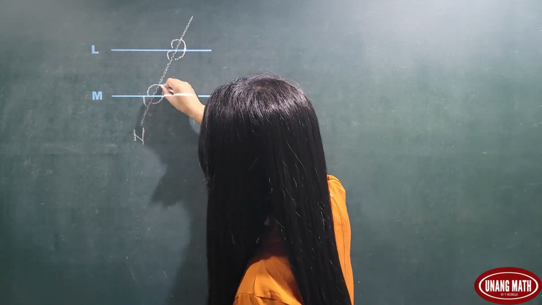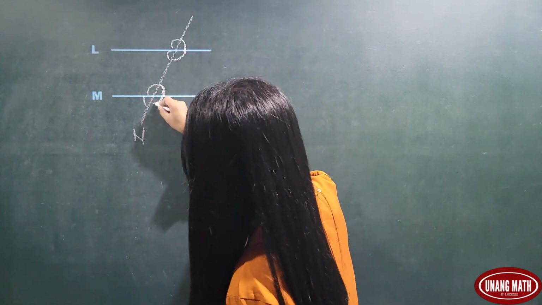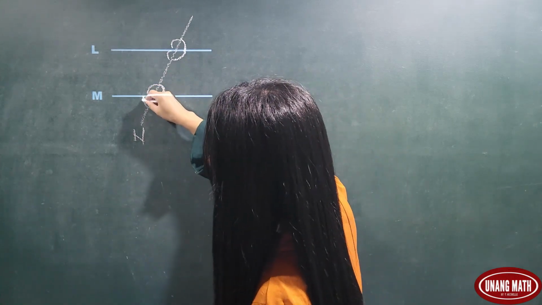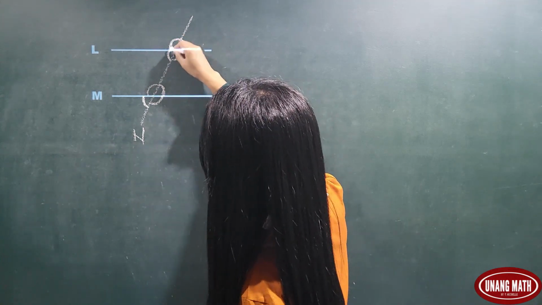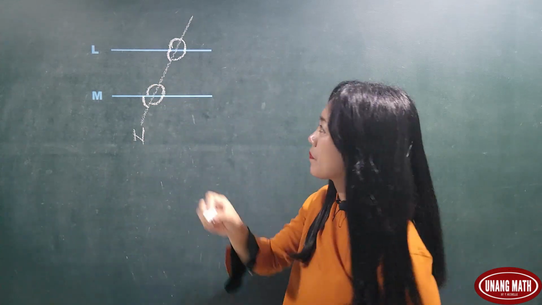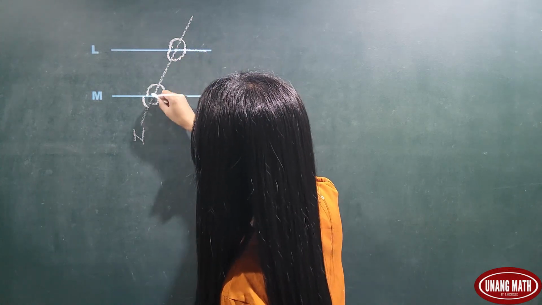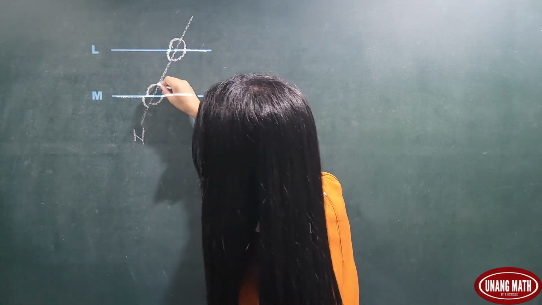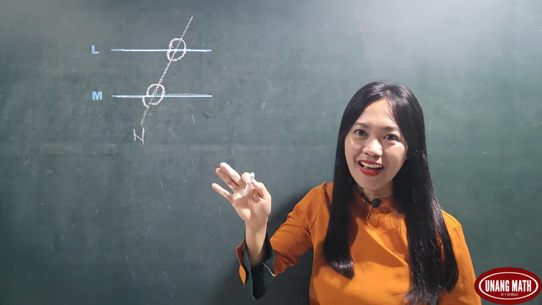This angle and this angle are corresponding angles. This angle and then this angle, the second pair of corresponding angles. Third pair of corresponding angles, this angle and this angle. And the last pair of corresponding angles is this angle and this angle. Okay, this angle and this angle are alternate interior angles. Okay, what else? This one and this angle are also alternate interior angles.